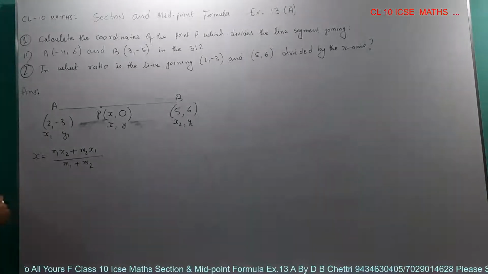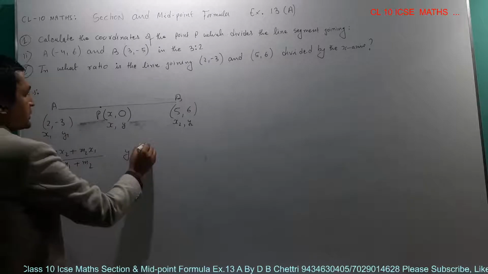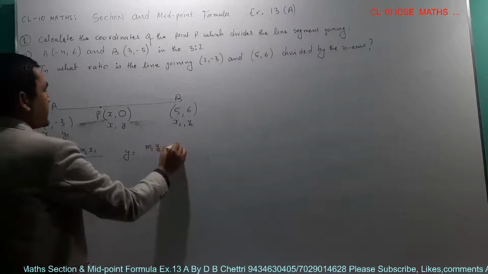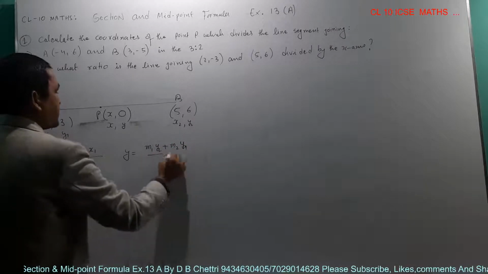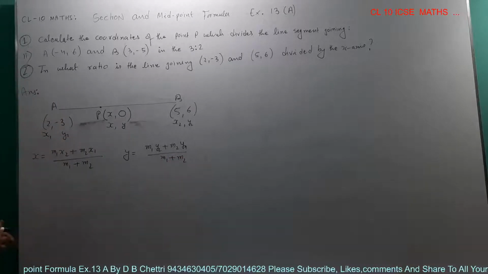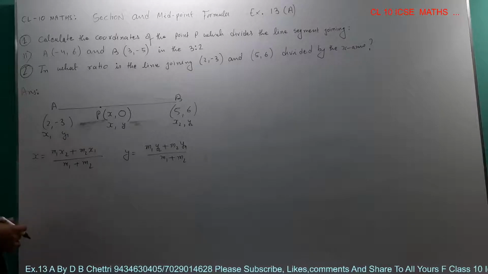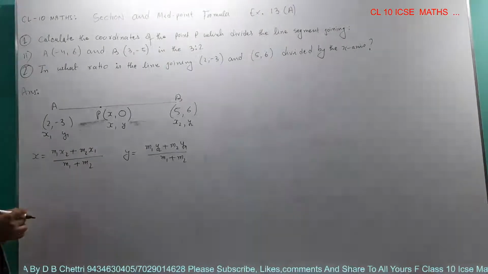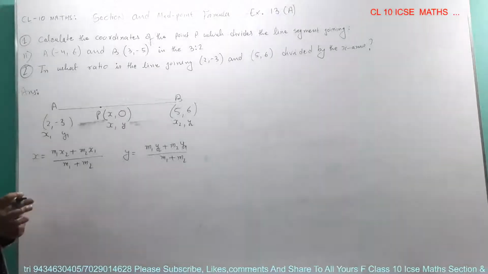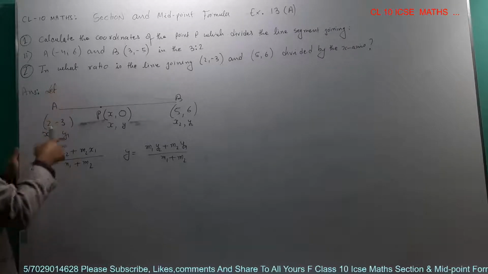Okay, then y equals to, what is the formula? m1 y2 plus m2 y1 divided by m1 plus m2. Now the question asks to find the ratio. Ratio is not there. Then we need to consider the ratio, and while considering the ratio, always consider one by letter, another by number. Number means 1. Okay, I'll show you here how to consider the ratio. Now, let the ratio not be given. Now we are going to consider the ratio.